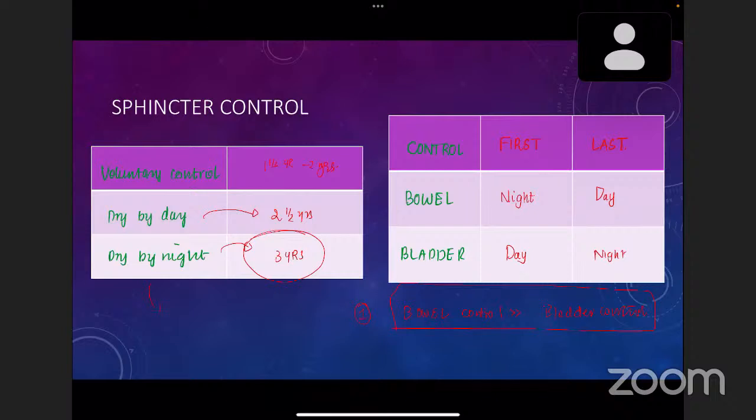And 20% of children will become dry by night as late as 5 to 7 years. That condition is known as nocturnal enuresis, which you will be learning in the behavioral chapters, which we will see in the other classes. So 20% of children will still take some time to acquire this milestone.